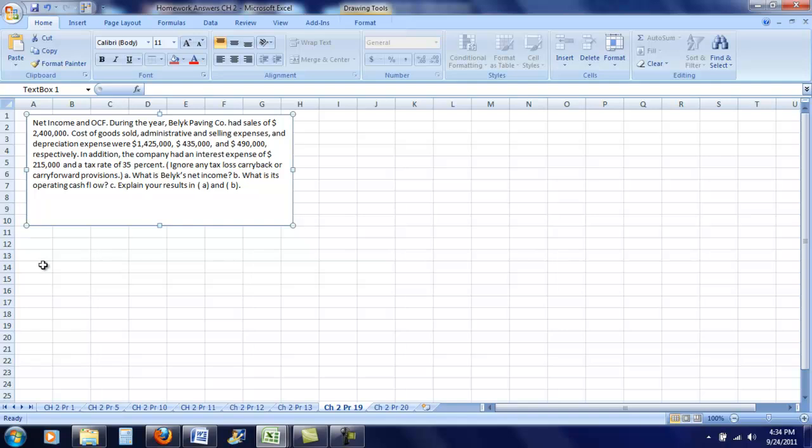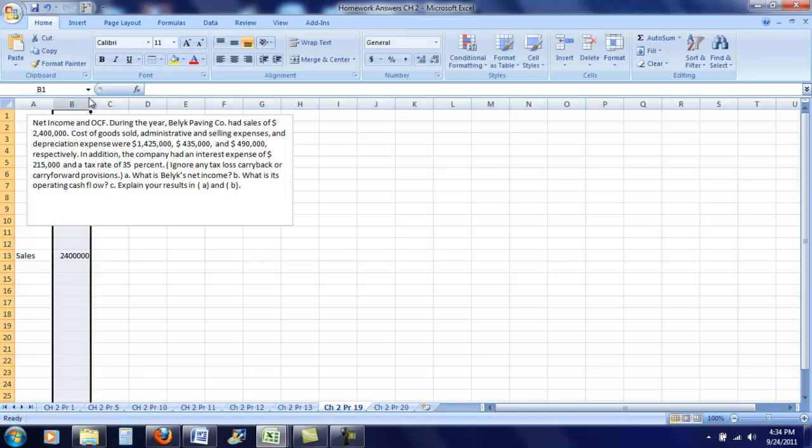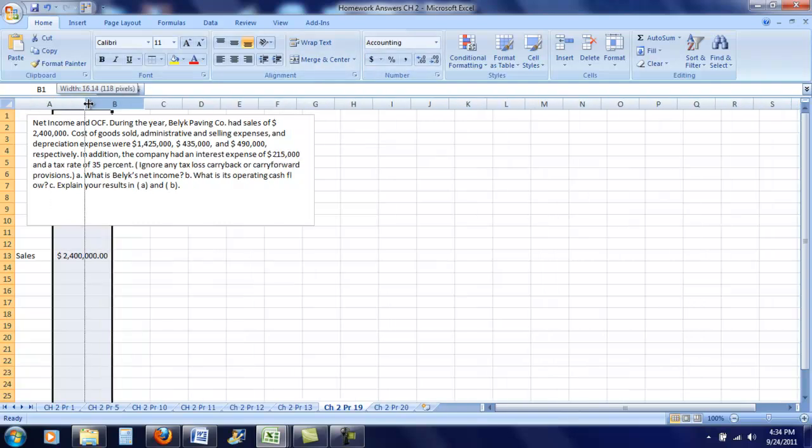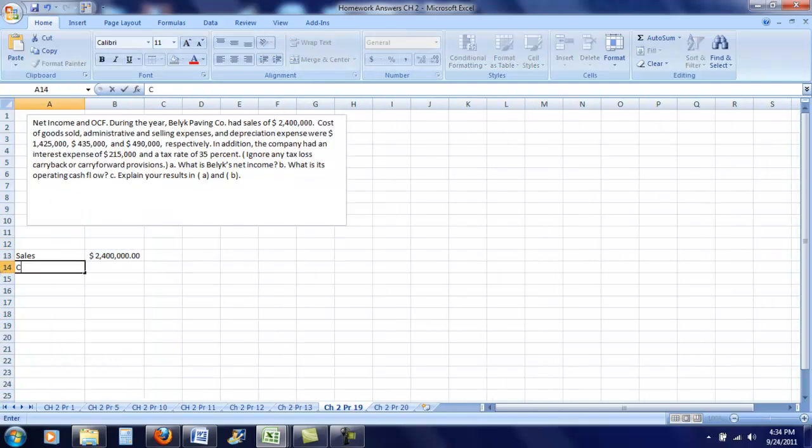So this is where we're going to set up an income statement. So we know that sales were $2,400,000. We know that cost of goods sold, or COGS, was $1,425,000. We know that selling and admin was $435,000, and depreciation was $490,000.